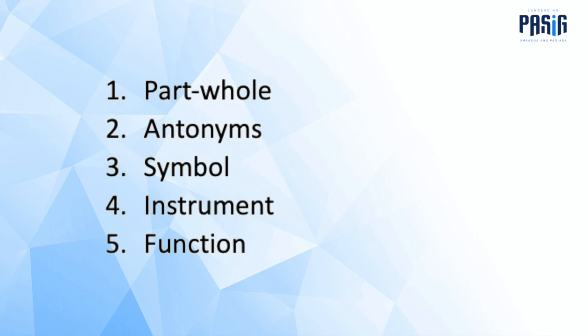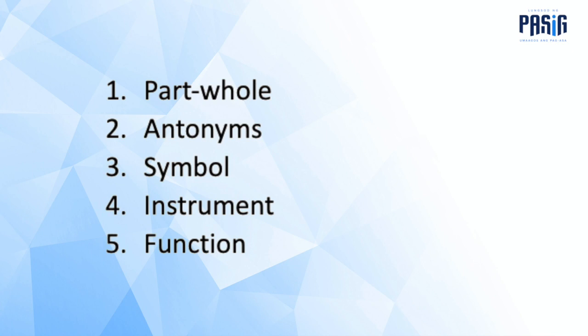Number 1. Philippines is to Asia as Germany is to Europe. The relationship is part whole, for the Philippines is part of Asia as Germany is part of Europe. Number 2. Freedom is to slavery as educated is to ignorant. The relationship is antonyms, for the meaning of each pair is opposite.